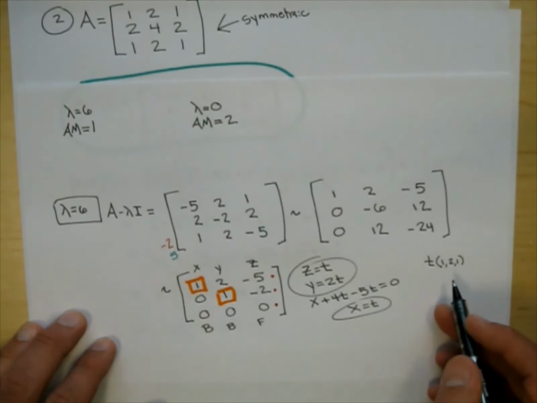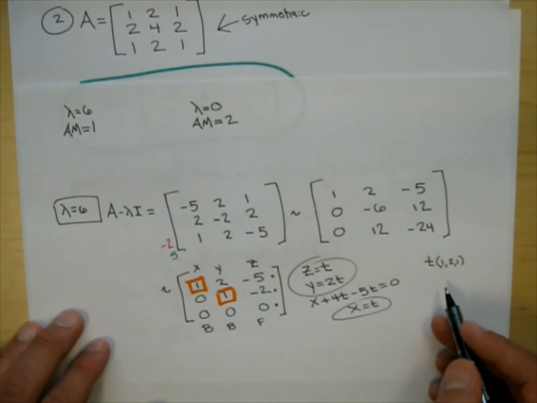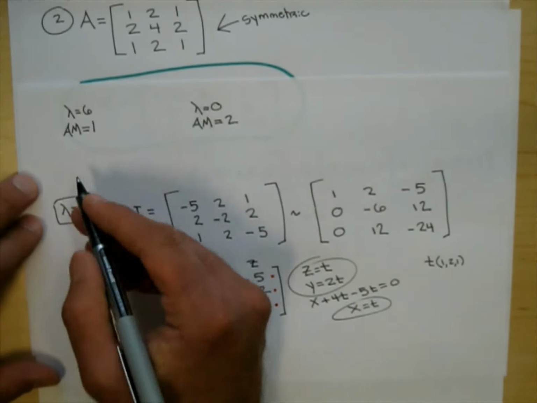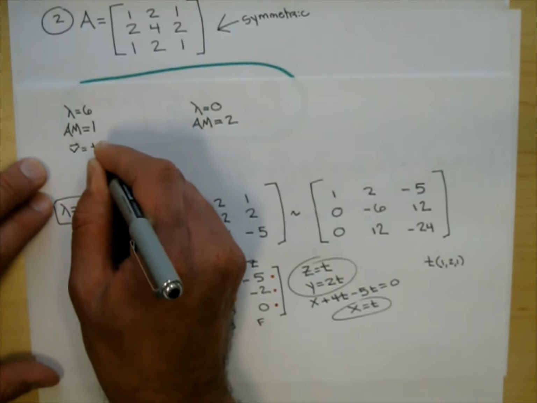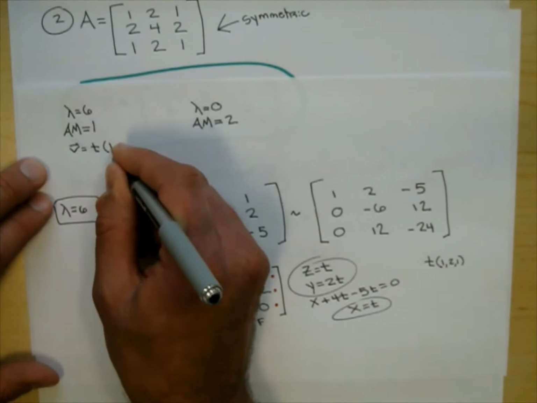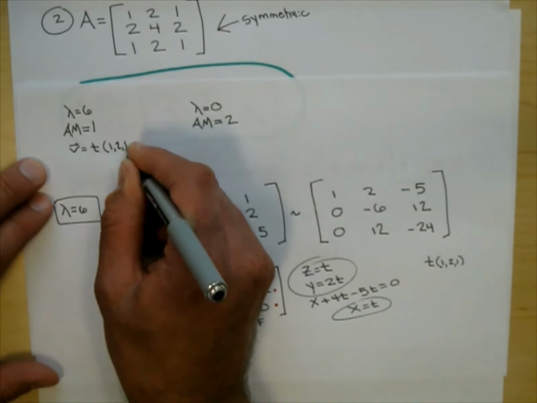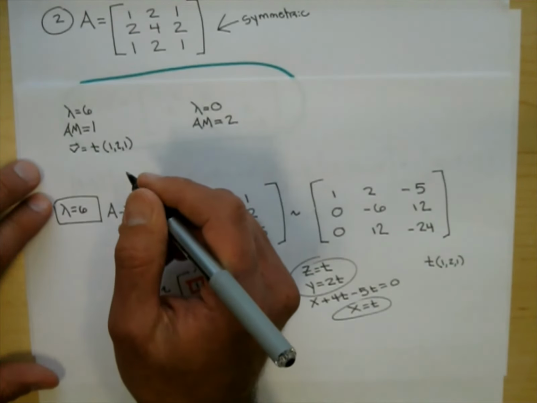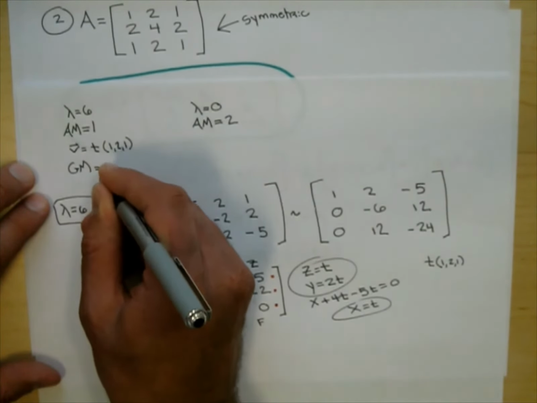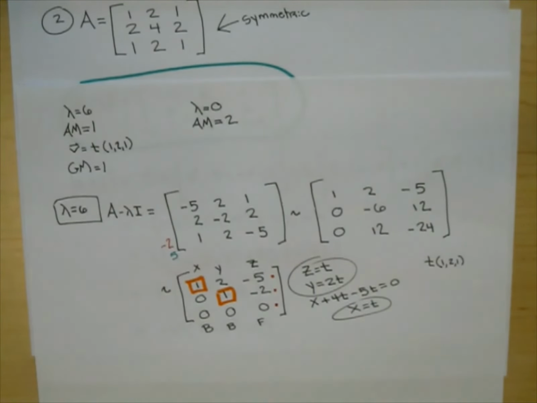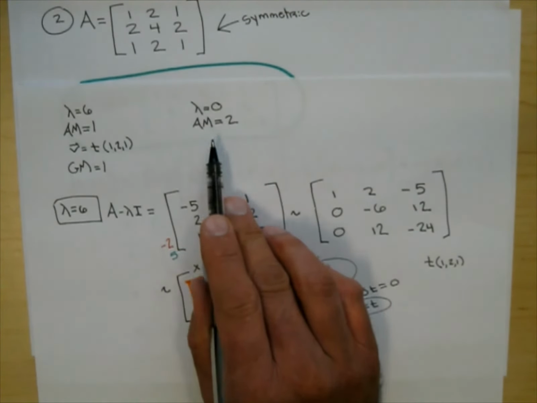I'll put the information up here. My eigenvectors look like this: t times 1, 2, 1, t does not equal 0. And the geometric multiplicity on this one is 1. Let's go ahead and do lambda equals 0.